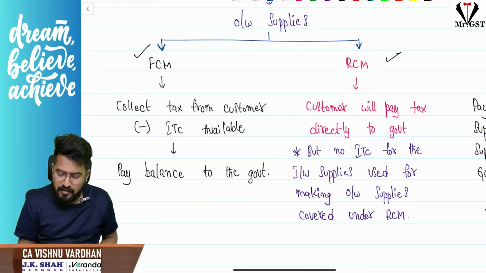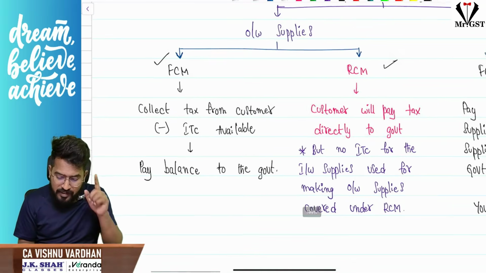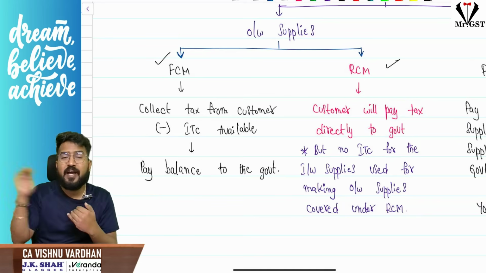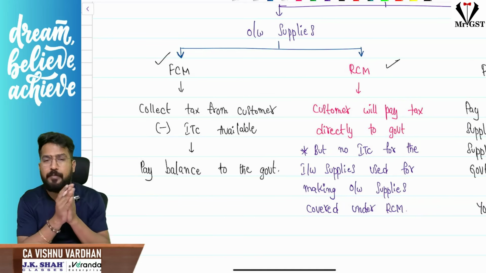But sir, here one important thing is, because we are making outward RCM supplies, we cannot take ITC on our inward supplies. Hope you remember that, right?